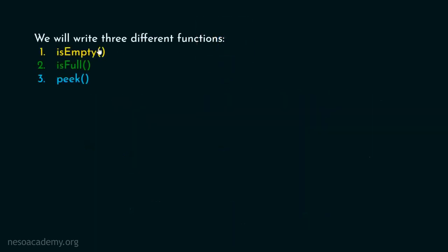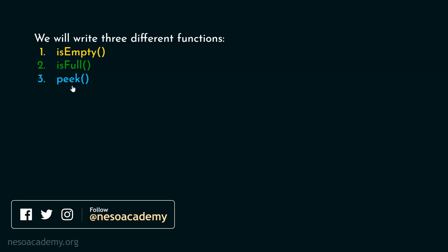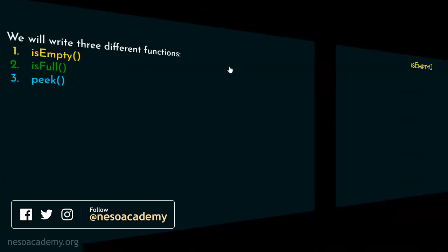In this presentation, we will write three different functions: isEmpty, isFull, and peek. These are the three most important functions we have to write. In the previous presentations, we have learned how to write the push function and the pop function. Now, this is the right time to discuss how to write the isEmpty function, isFull function, and peek function. So without any further delay, let's move on.